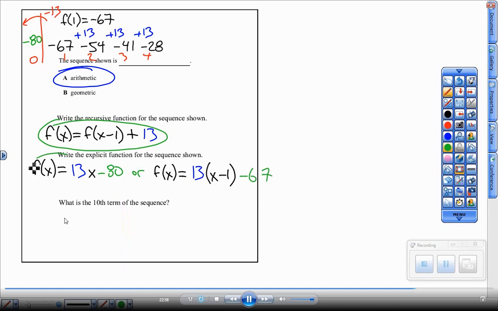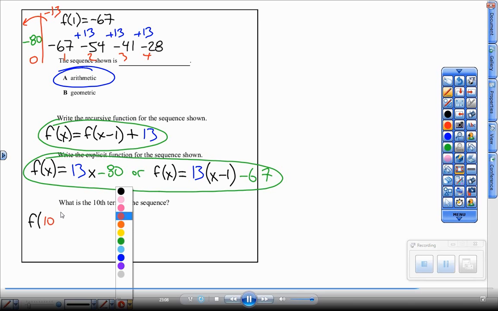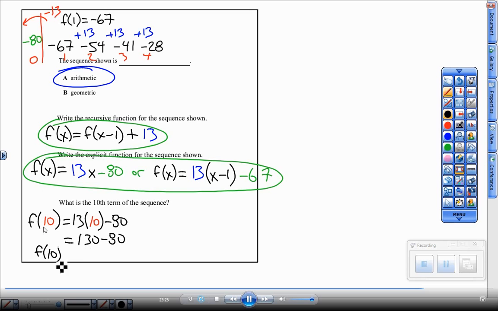So the function at the 10th term, plugging into this one right here, gives me 13 times 10. So the function at the 10th term is 13 times 10 minus 80. That gives me 130 minus 80, which gives me the function at the 10th term is 50.